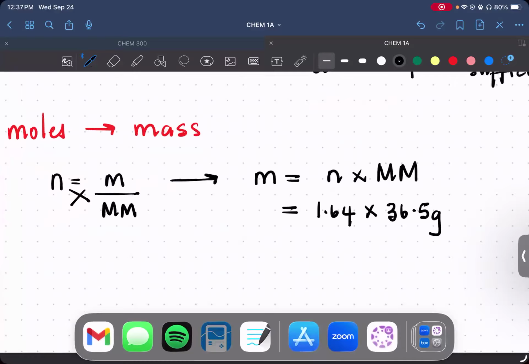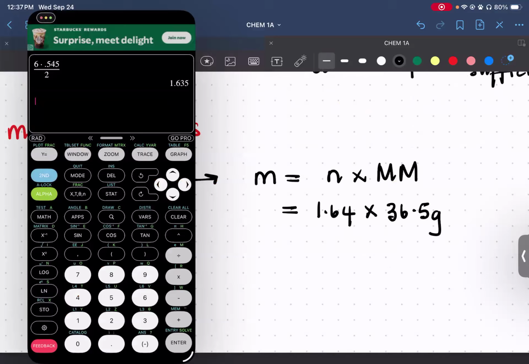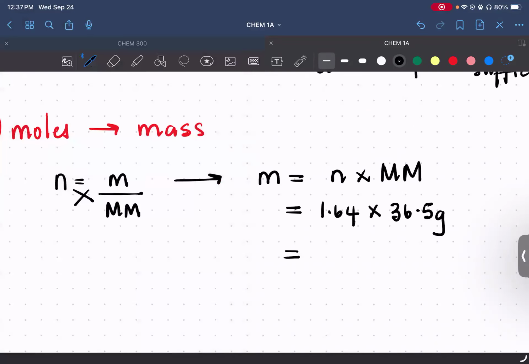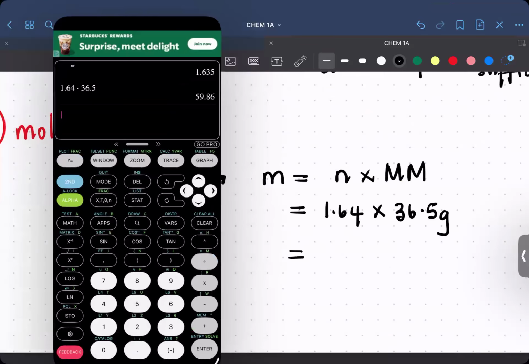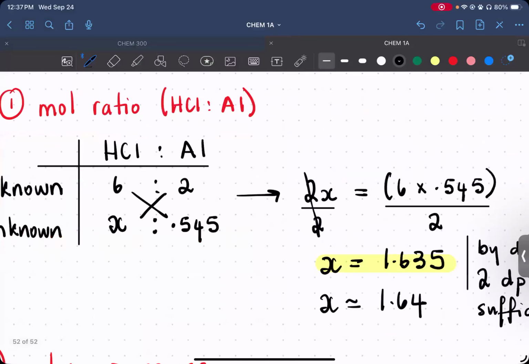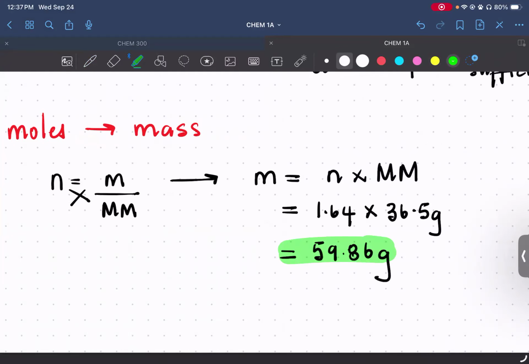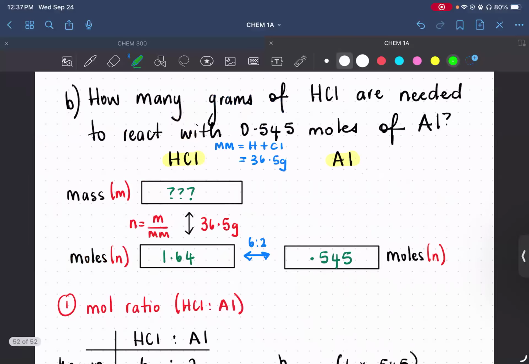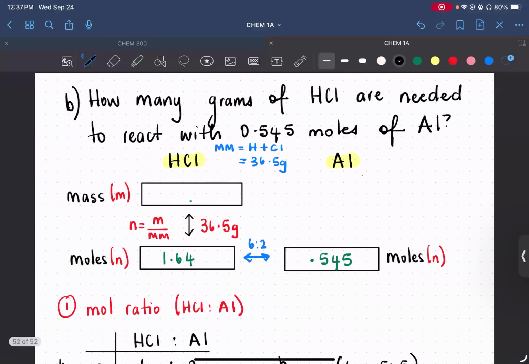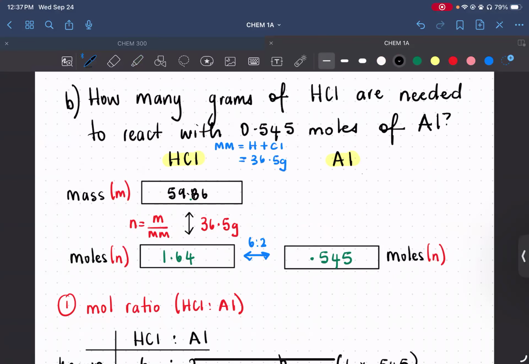Once we have that, we can then plug into our calculator 1.64 times 36.5 for a whopping total of, what was that number? 59.86. This is mass, so it's in grams. This right here is our final answer. You could redraw it into your chart if you so choose. 59.86.